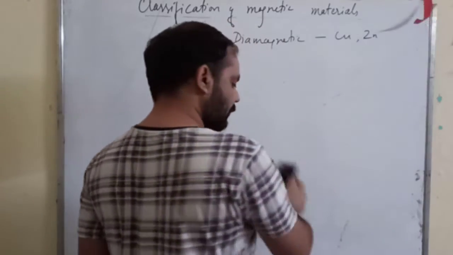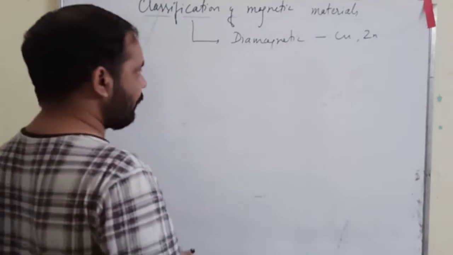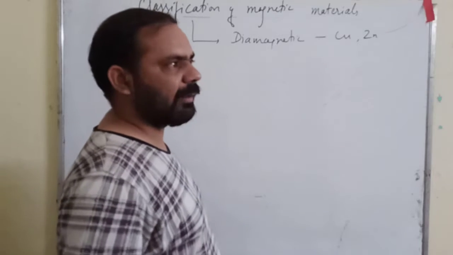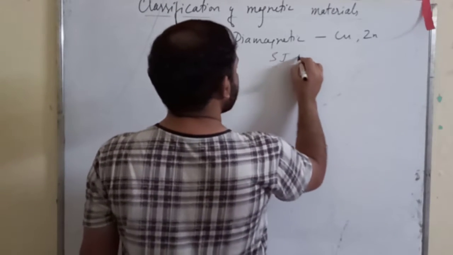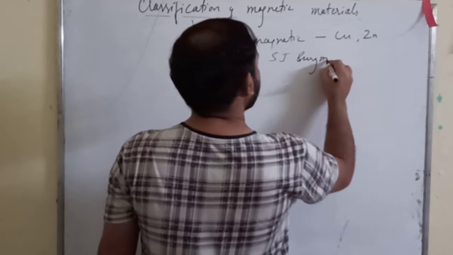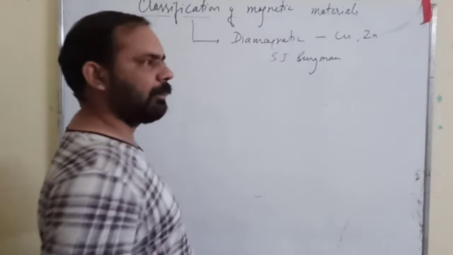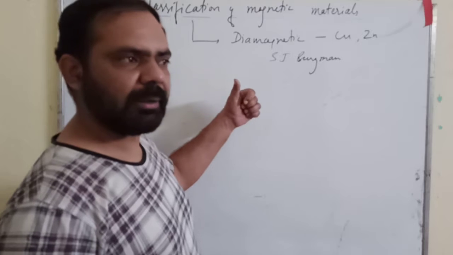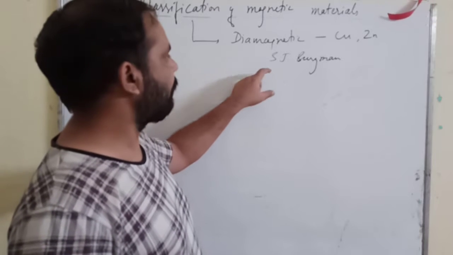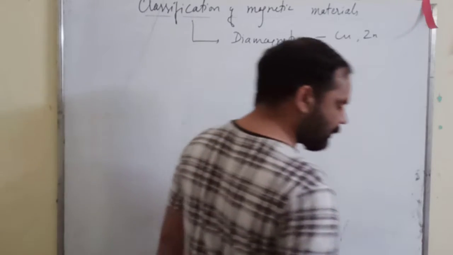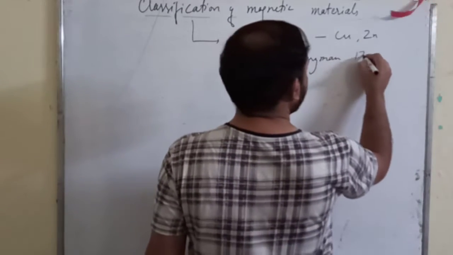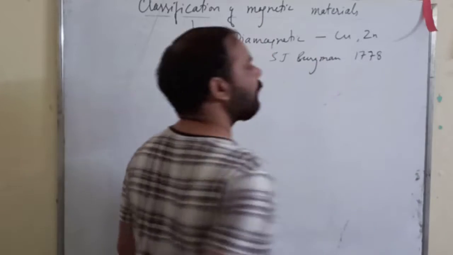And one more thing you can note down: the concept of the origin of diamagnetism was given by S.J. Bergman in 1778.